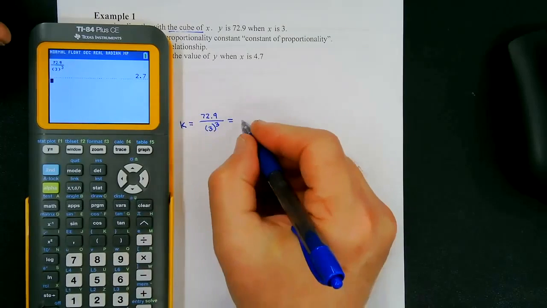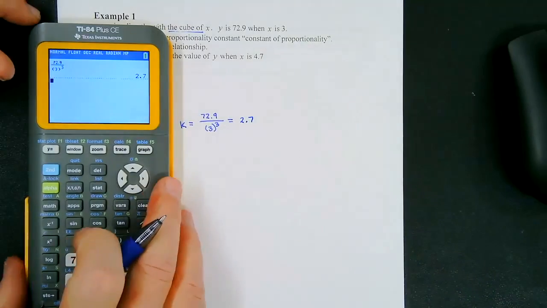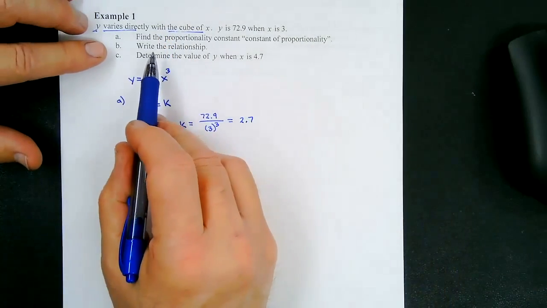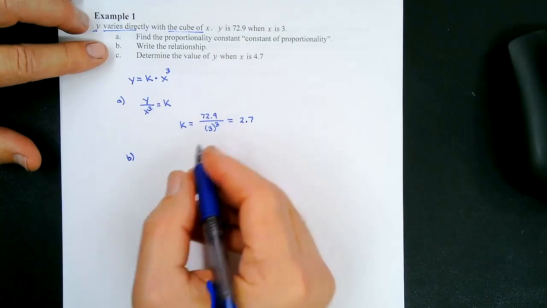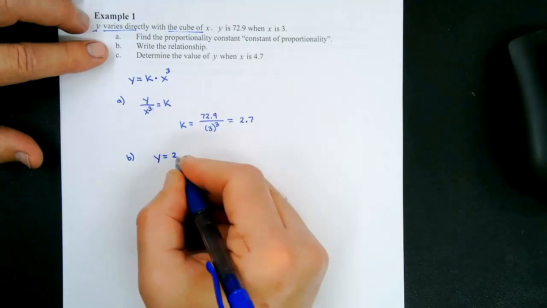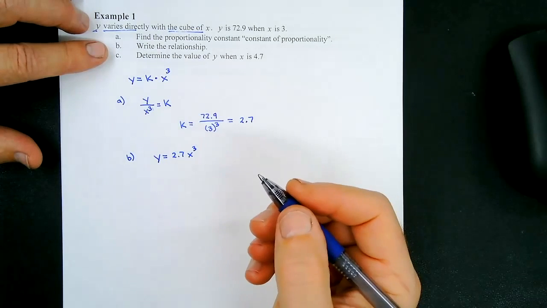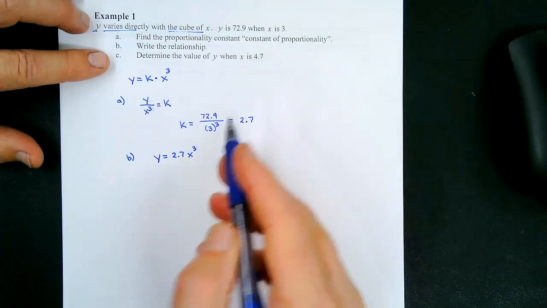Okay, and we get 2.7. So that's our constant of proportionality. We know it's 2.7. So now because of that, we can write the relationship. The particular relationship here is y is equal to 2.7 times x cubed. And then part C is, I want to determine the value of y when x is 4.7.